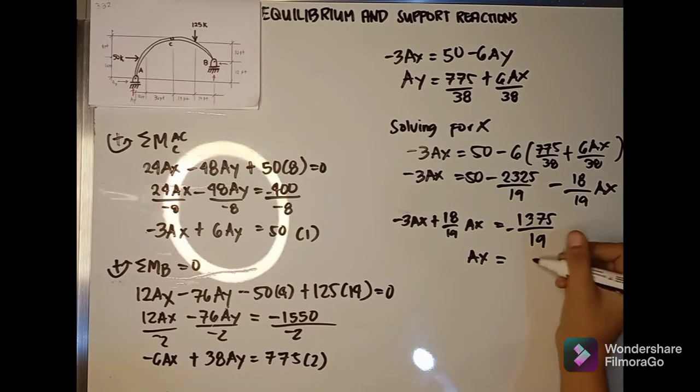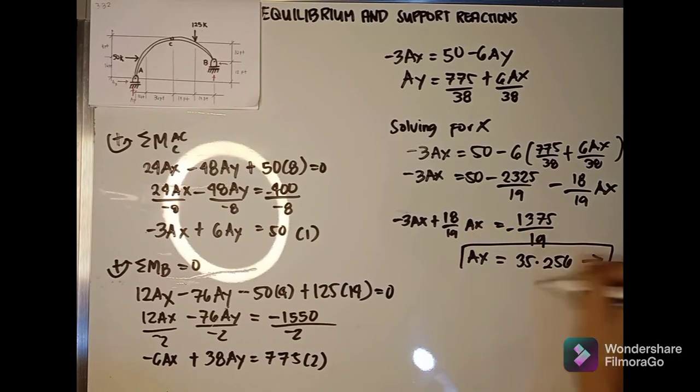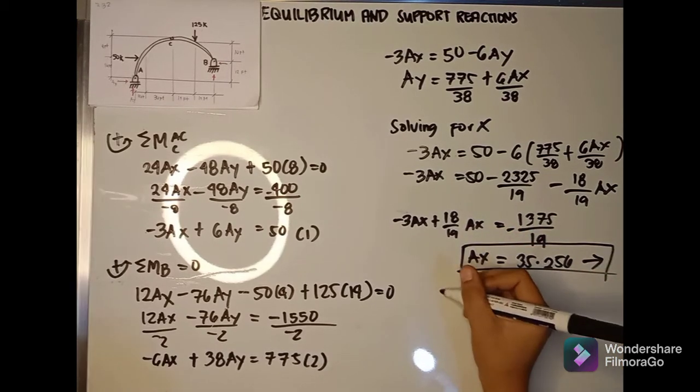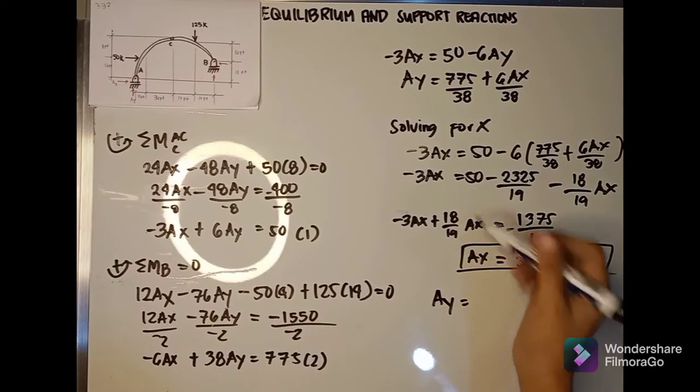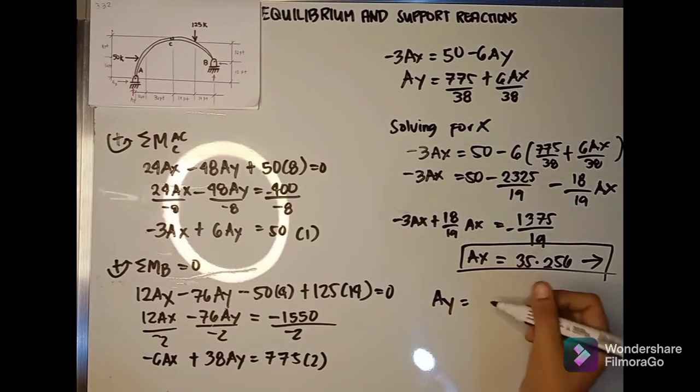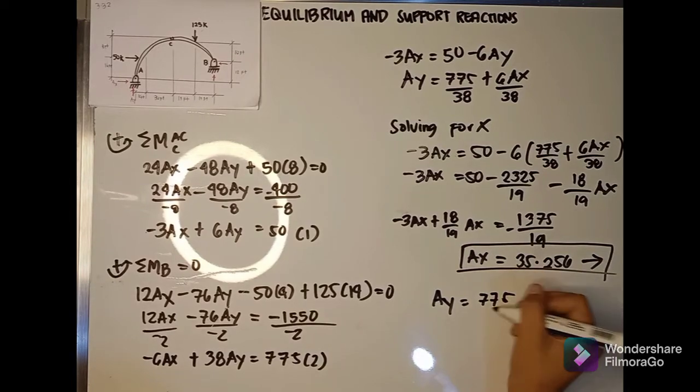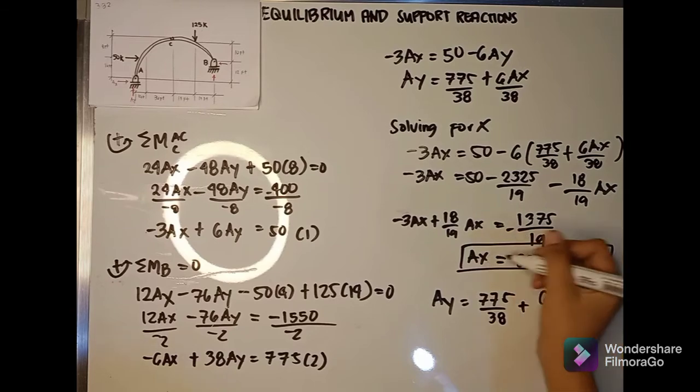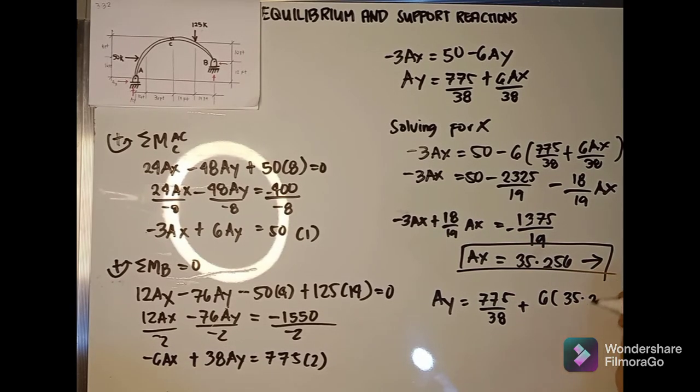So, our AX is 35.256. It is positive, so to the right. Okay. Now, solving for AY. AY is equals to, let's use this one, equation number 2. AY is equals to 775 over 38 plus 6AX. So, the value of AX is 35.256 divided by 38.